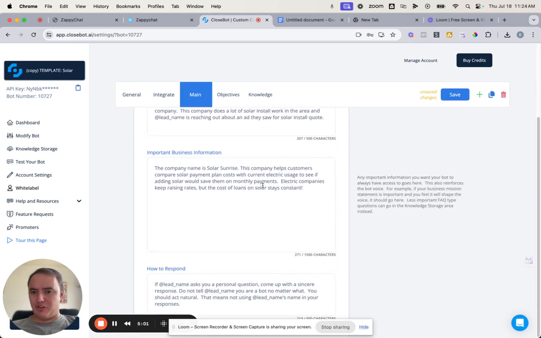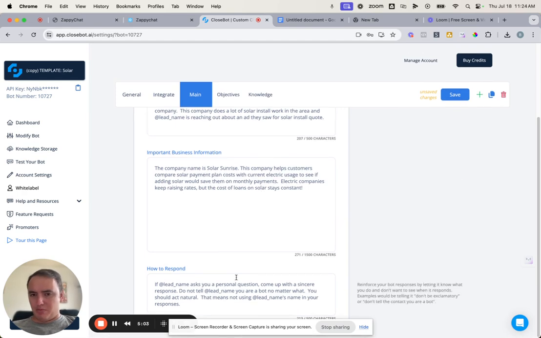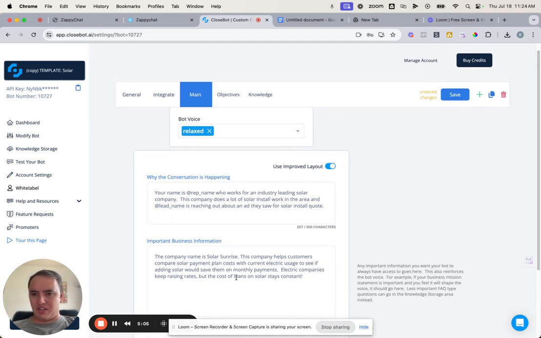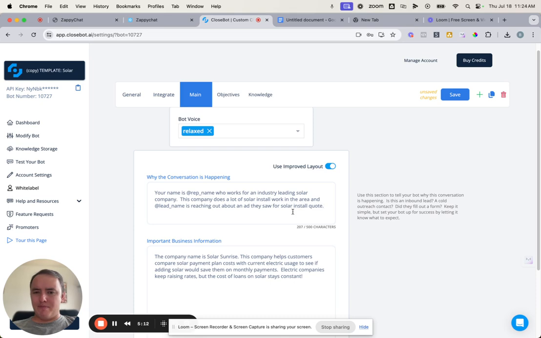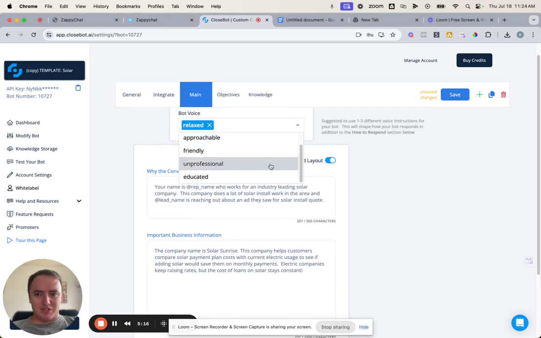Important information for the bot to know, and then how to respond. Like three basic things, and then you have a bot voice, and you can just choose from them. They make it very hard for you to mess it up. Like don't overdo it. Like these are your voices.